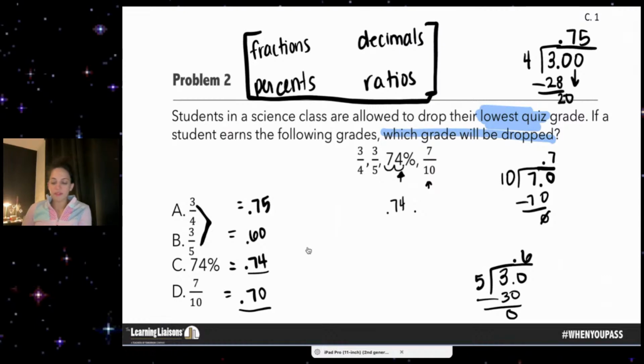So which one of these is the lowest quiz score? 60%. You're absolutely right. All right, questions? Let's go ahead and move on to the next problem.